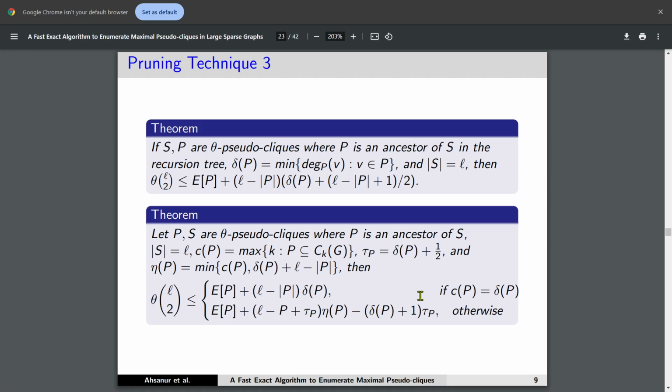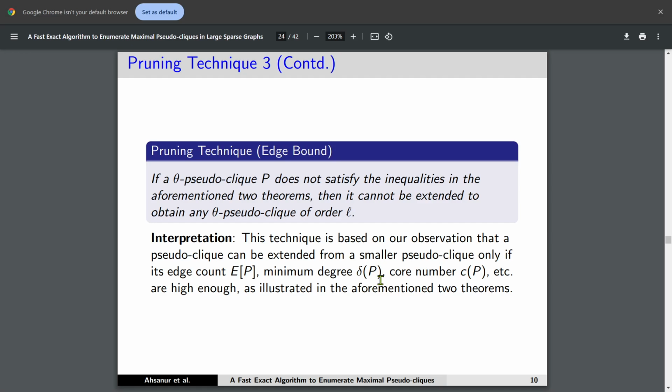Our third pruning technique, namely S-bound, is based on two inequalities that we show here. If a pseudo-clique does not satisfy these inequalities, we keep trying to generate its children, thereby saving time.